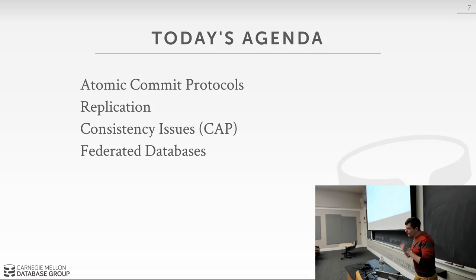But again, as I said last class, everything we talked about up to this point in the semester, when we were talking about single node systems, is still applicable here. You still have buffer pools, you still have indexes, you still have transactions. All that still matters here, except now we're doing it in a distributed environment. But now getting everyone to agree whether it's okay to commit a transaction, that's the hard part we're adding on to this.